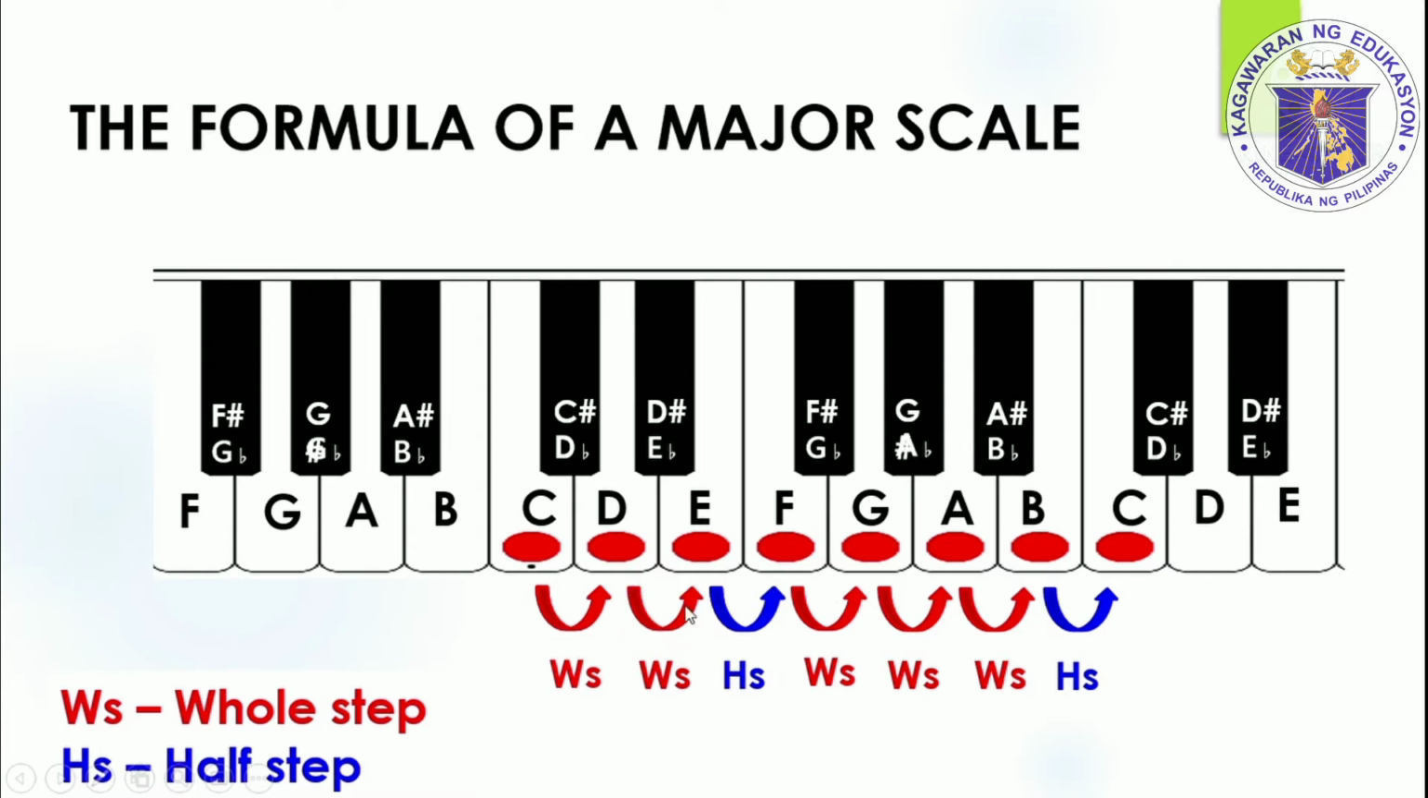Each key of a piano is composed of a half step. When you combine two keys in a row, you'll come up with a whole step.